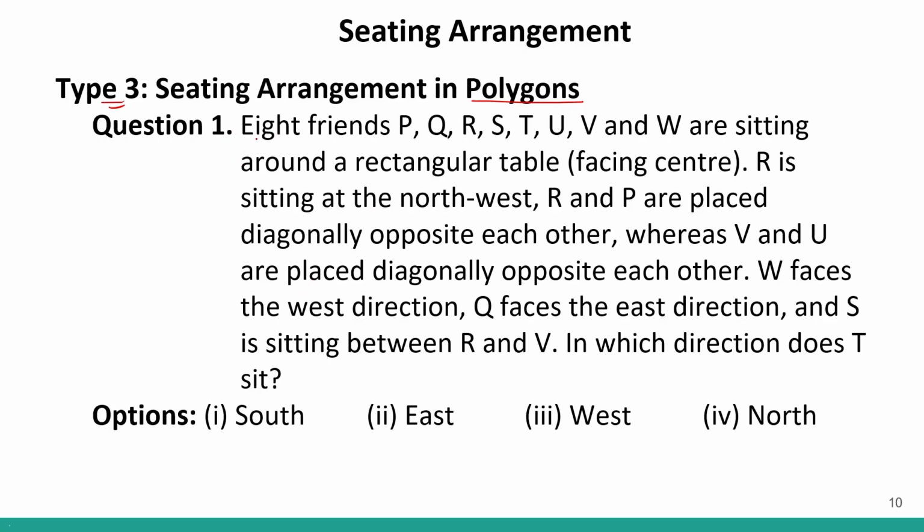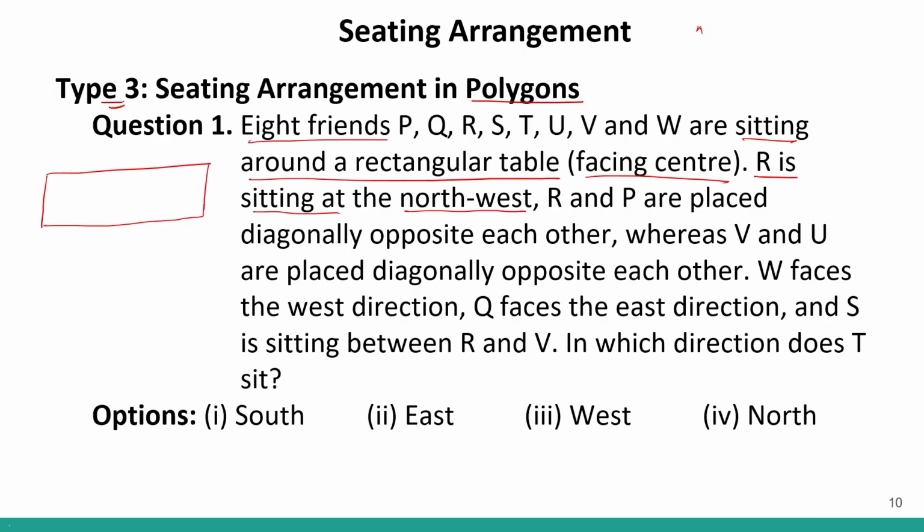Now, it is given to us that there are 8 friends. They are sitting around a rectangular table facing towards the center. Where they are sitting, this is not given to us. Now, R is sitting at the northwest. So let me draw the direction chart.